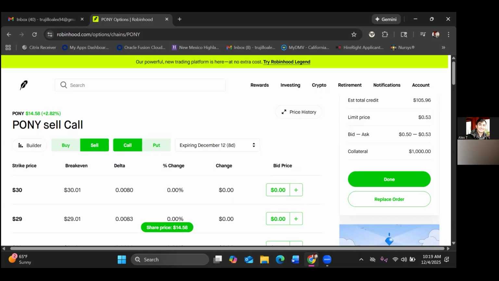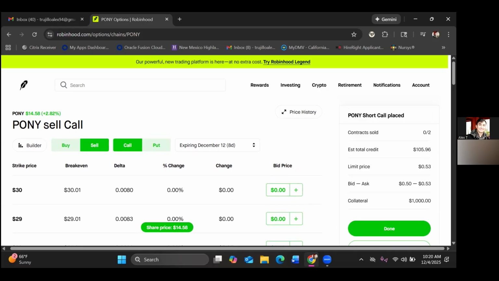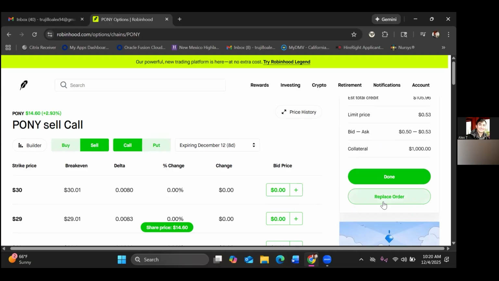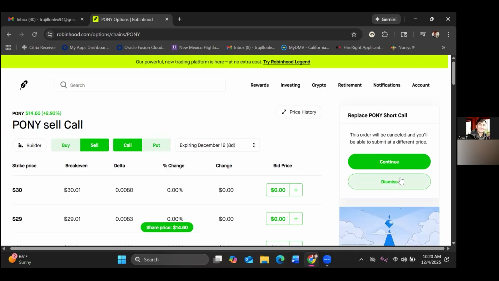And I think it's got to go up. Let's see if I can go up. See if you can. Oh no, it's placed. No, it didn't get filled. Replace order? Replace water. Cool. Just kind of play around with that number for a bit.